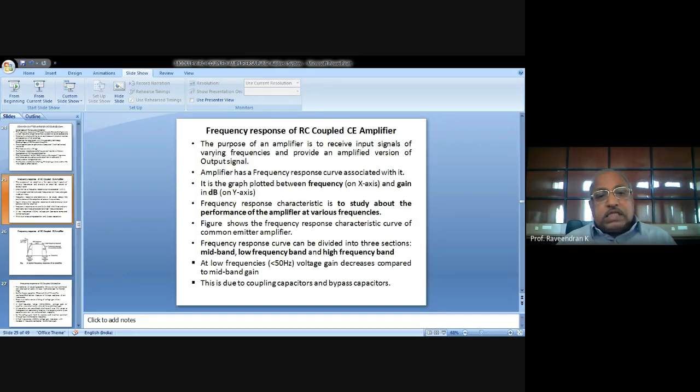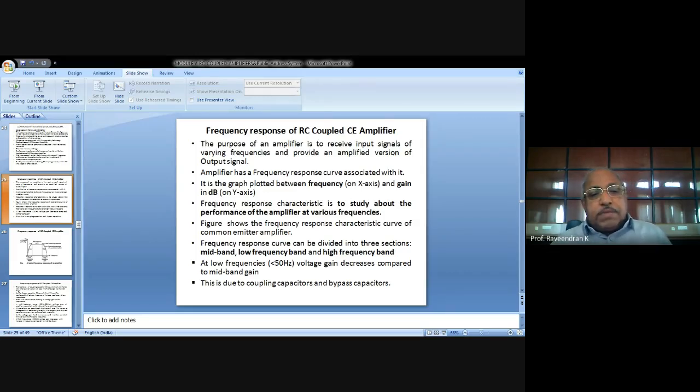Okay, so you should understand these three things before we discuss more about the frequency response characteristics. The frequency response can be divided into three regions: the mid-band region, that is the mid-frequency region, the low frequency region, which is called the low frequency band, and the high frequency region, that is the high frequency band. These regions are usually called bands: mid-band, low frequency band, and high frequency band. We have already seen those bands in this graph.